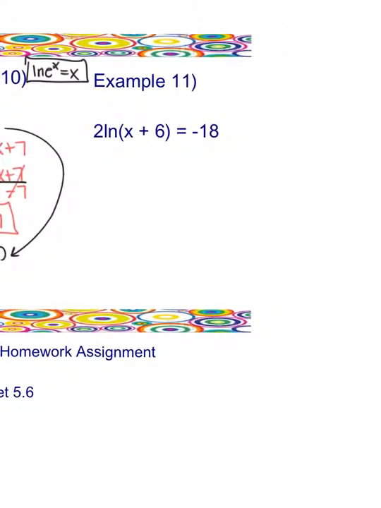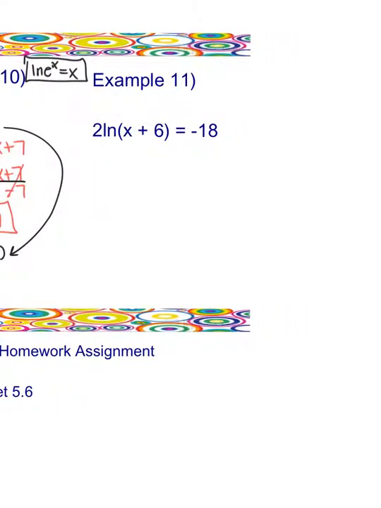All right, let's take a look at this next one, the last one. I've got 2 times natural log of x plus 6 equals negative 18. So I have to get the logarithm by itself first. I'm going to divide by 2. I'll have natural log of x plus 6 equals negative 9. Now that I have the natural log by itself, I can rewrite this as an exponential statement. And if it helps you to rewrite natural log as log base e, go ahead and do that.